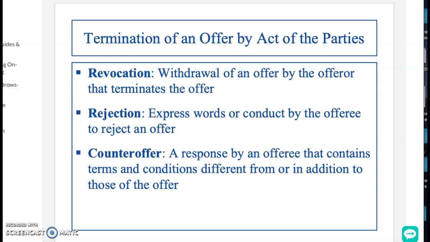A termination of an offer. So remember, this is not the termination of a contract, it's just the termination of an offer. A revocation is when the offer is withdrawn by the offeror and it terminates. A rejection would be by the offeree to say, no, I'm not interested. And a counteroffer is going to reject the initial offer and put in new terms to the counter.